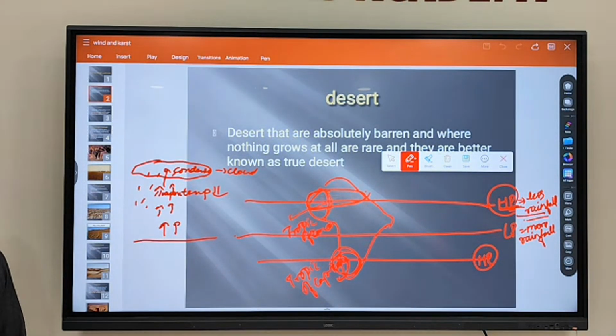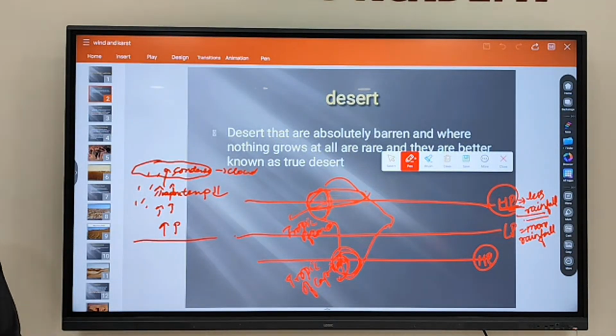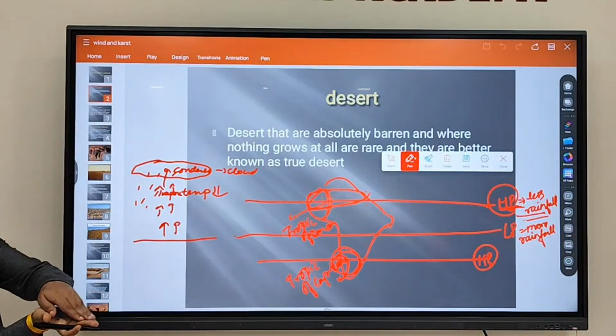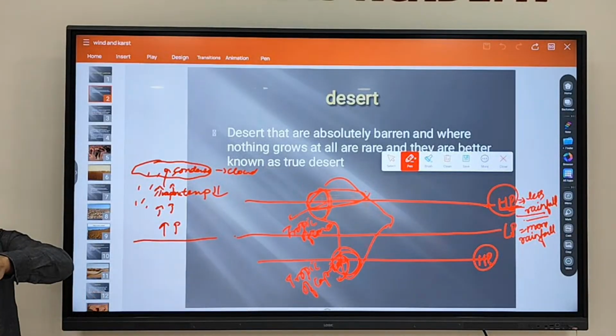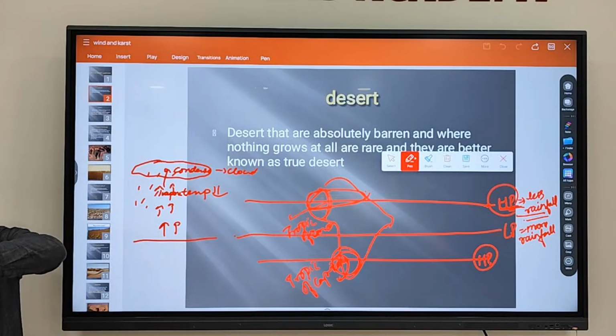So for rainfall to occur, wind needs to go up. And when will wind go up? When there is low pressure, because only in low pressure is expansion happening. When there is high pressure, you are compressing things. Low pressure means expansion is taking place.